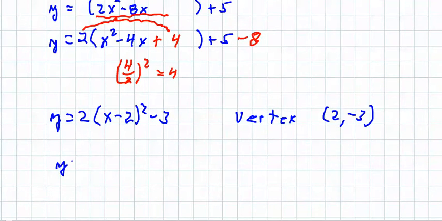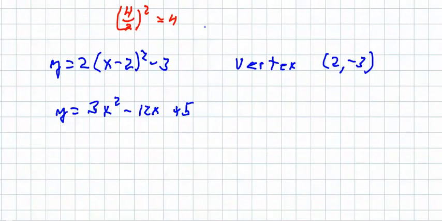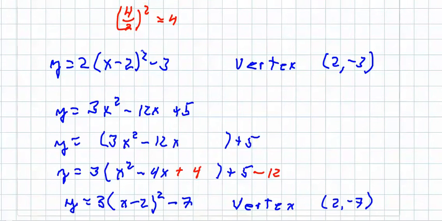All right, just like before, I'm going to write out another problem. y equals 3x squared minus 12x plus 5. I want you to pause the video, try to do this on your own, and then start up the video to see my solution. All right, please pause the video now.